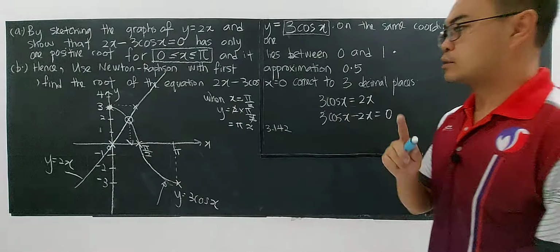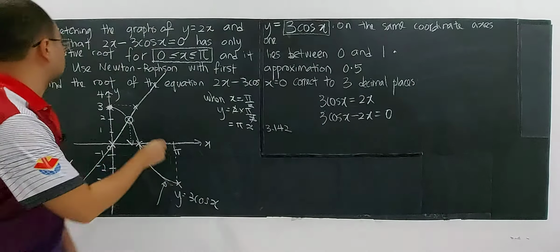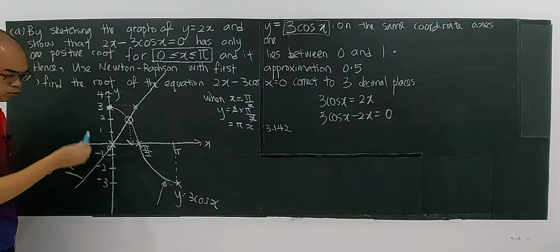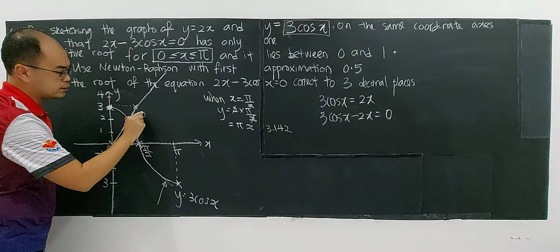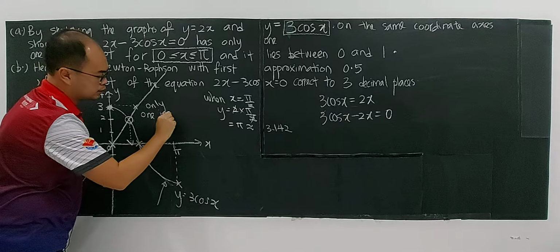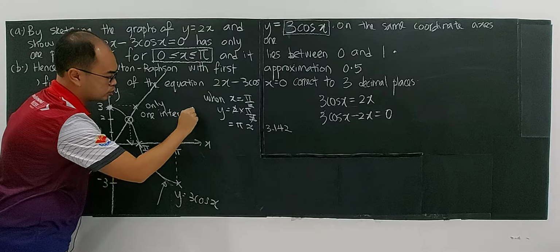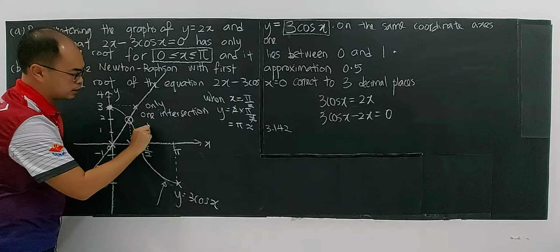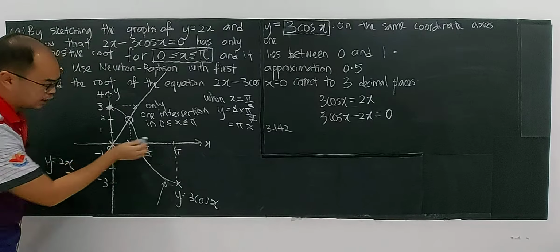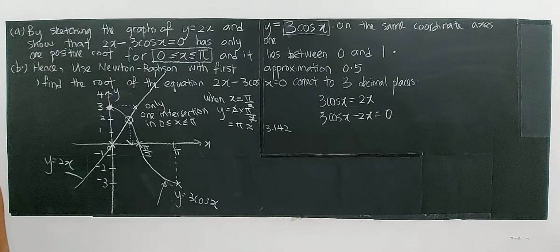Then it is only one positive root. We have already shown that it has only one positive root. Why? Because there is only one intersection point in 0 up to pi. From 0 up to pi, there is only one intersection point.